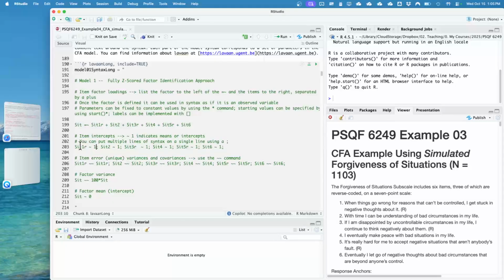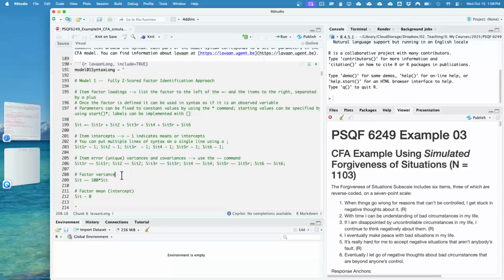Here we've got 6 items. Each one of them gets an intercept. The residual or unique variances show up on the next line. That's each item double tilde itself. You'll note that none of these indicates a residual covariance. Remember, we could add one, but that weakens our validity argument as to whether or not there's one factor underlying the scale.